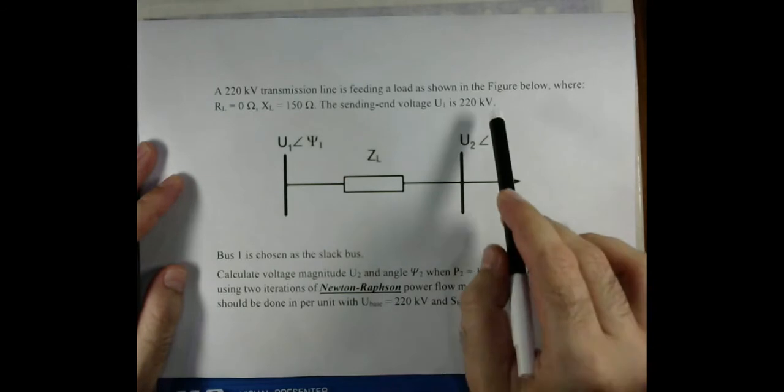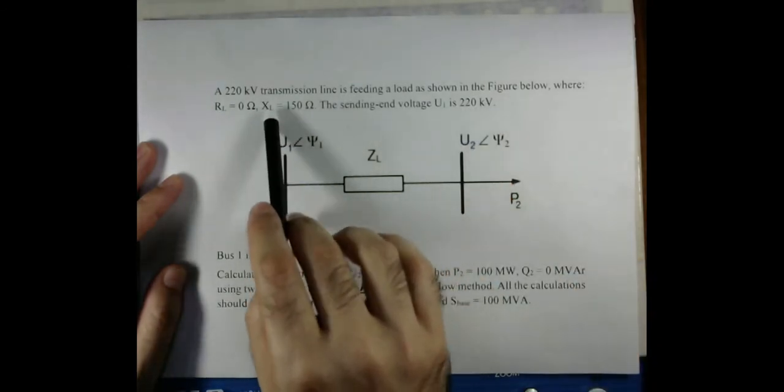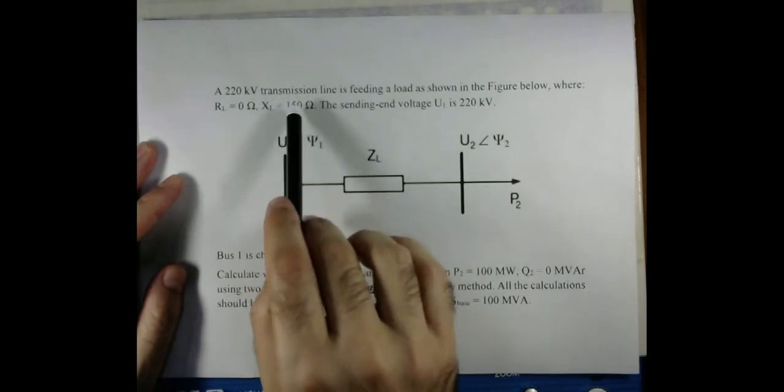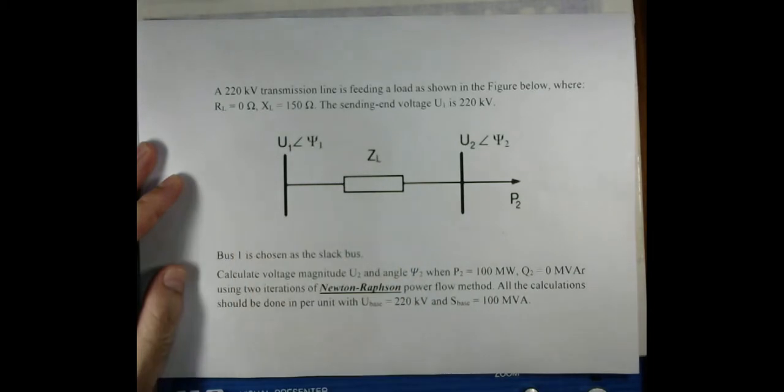So we have 220 kilovolt at the sending end, and we have the inductive reactance of the transmission line, that is 150 ohm, and we are also supposed to take the base voltage as 220 kilovolt and the S base, which is the apparent power base, as 100 MVA. So we are supposed to make all the calculations in the per unit.